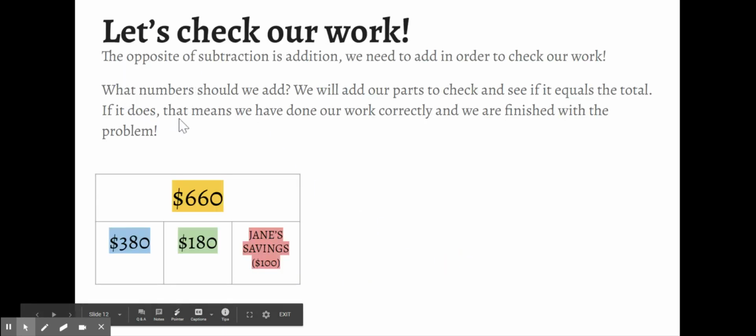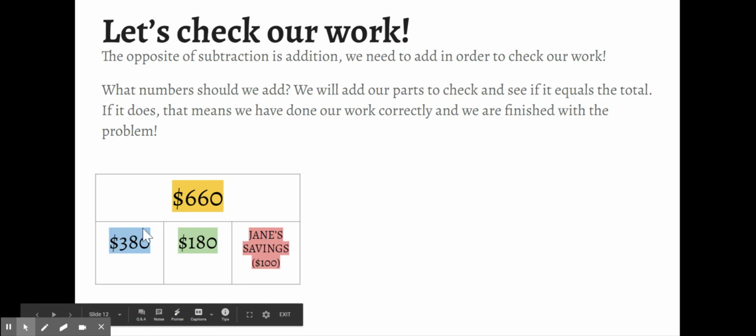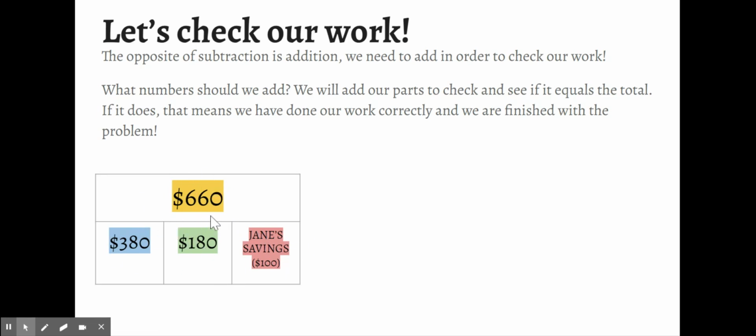Now we just need to check and we will be done. The opposite of subtraction is addition. Always remember, the opposite of subtraction is addition. We need to add in order to check our work. What numbers should we add? So if we took away all of these, that means we need to put these together to see if they get $660, if they equal $660.